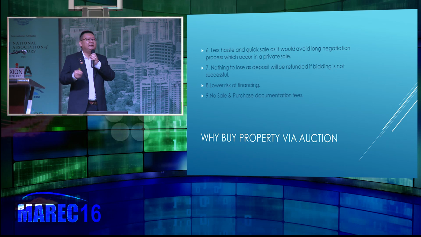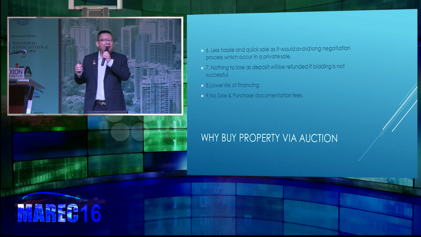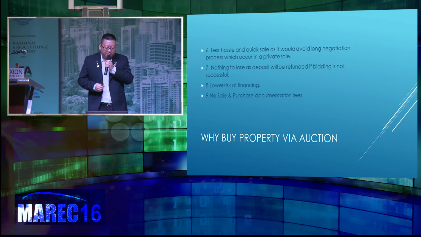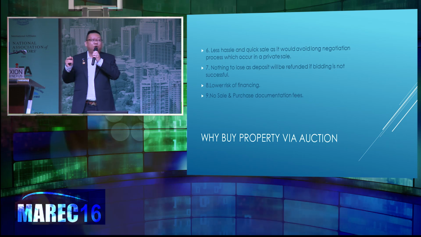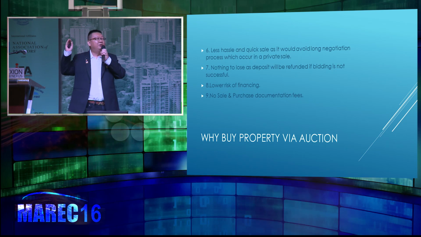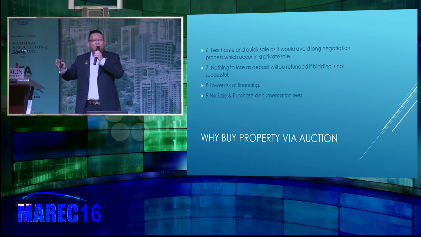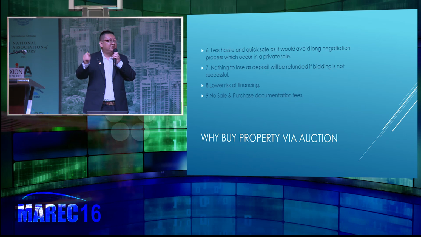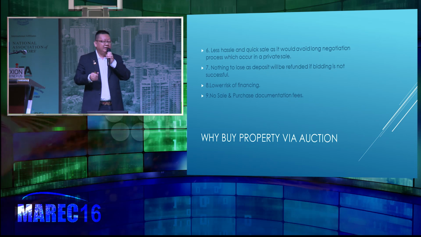Lower risk of financing, this is especially so when you are buying at below market value. And no sale or purchase documentation fee. Why? Simple, because when you are buying an auction property, the contract of sales, the terms of sales, is already written and finalized. Okay, you can't change a single word. Right after successful bidding, you are supposed to go and sign the contract of sales immediately.